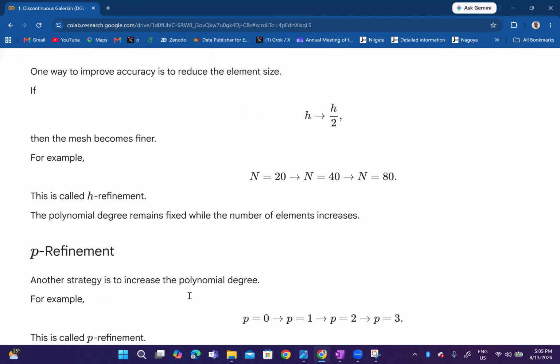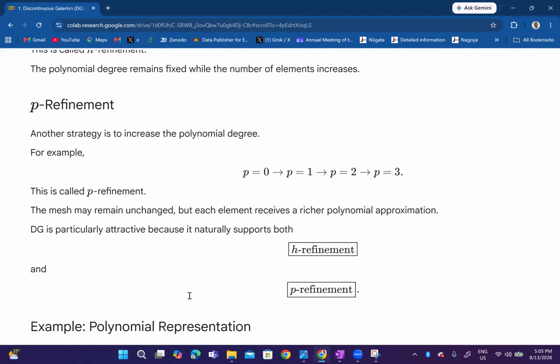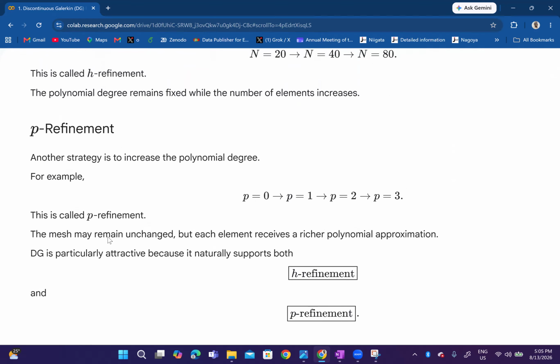Then we can also have the p refinement, that's the polynomial degree refinement. Another strategy is to increase the polynomial degree. For example, p equals 0 becomes p equals 1, p equals 2, p equals 3. This is called p refinement. The mesh may remain unchanged, but each element receives a richer polynomial approximation. Discontinuous Galerkin is particularly attractive because it naturally supports both h refinement and p refinement. So we can refine the mesh, the element size, and we can refine the polynomial degree.